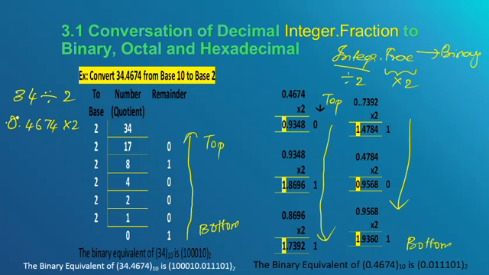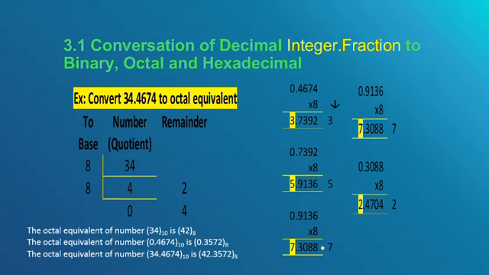So when you do it for 34, it is going to be 100010. And the fractional part, from top to bottom, is 0111 1101, to the base of 2. So 34.4674 to the base of 10 is converted to this answer in base 2. Okay, so this is how it is done. Similarly, we'll see for octal.